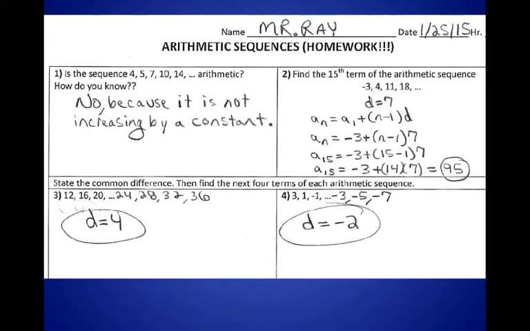We'll talk about the answer to the warm-up near the end of this lesson. Okay?